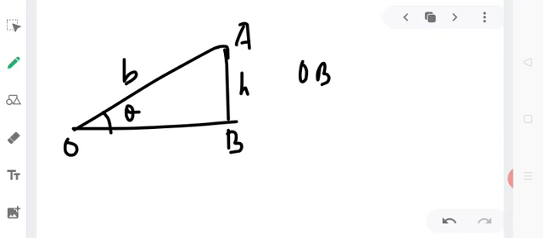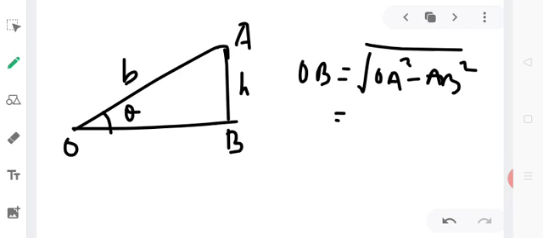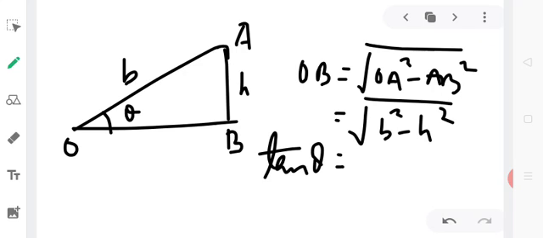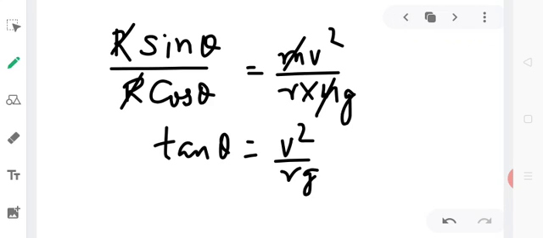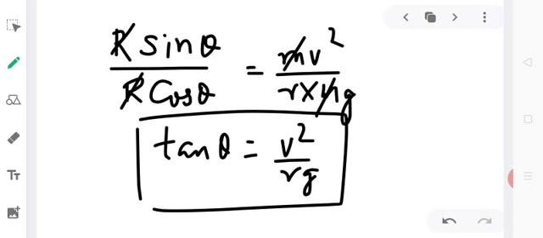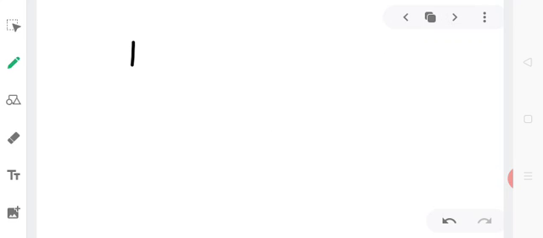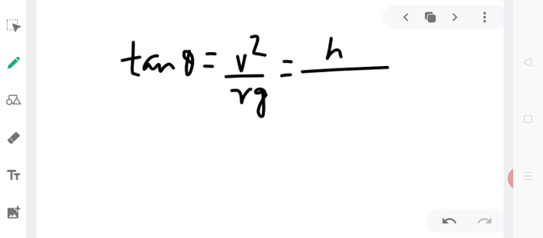So we can write down OB equal to the root of OA square minus AB square, that is equal to root over b square minus h square. So tan of theta, that is equal to AB by OB, will be equal to h by root over b square minus h square. So from this equation and the equation written here, we get tan of theta equal to v square by rg, and which is further equal to h by root over b square minus h square. From this equation we can calculate h.